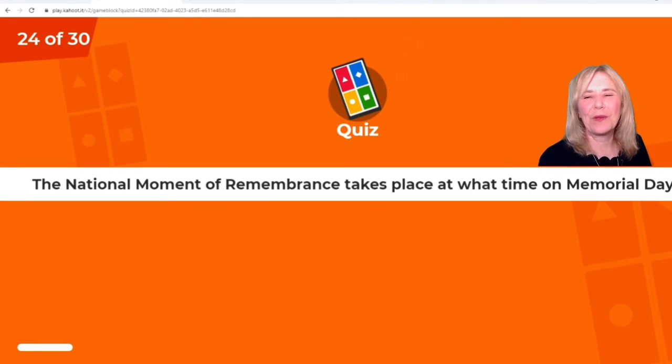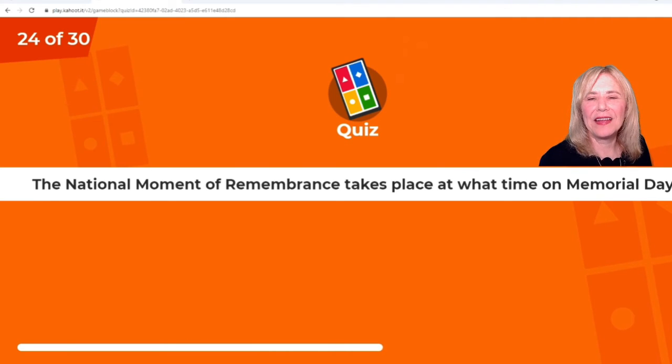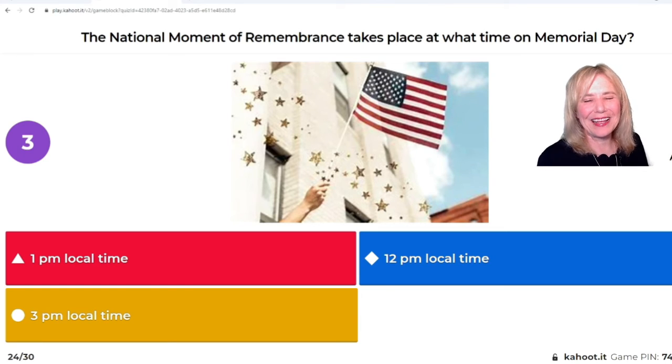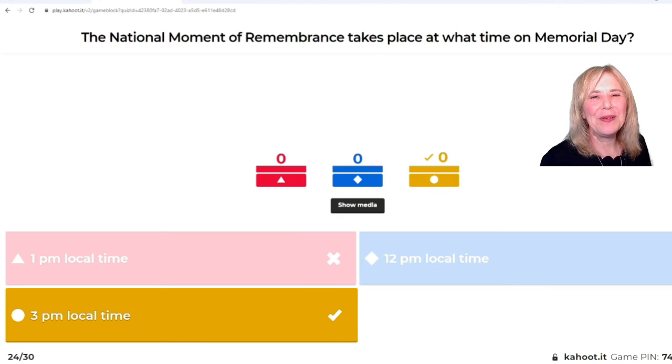Okay, here we go. Question number 24. The National Monument of Remembrance takes place at what time on Memorial Day? Is it 1 o'clock local time, 12 o'clock local time, or 3 p.m. local time? The Monument of Remembrance on Memorial Day. If you guessed 3 p.m., you guessed the right answer.